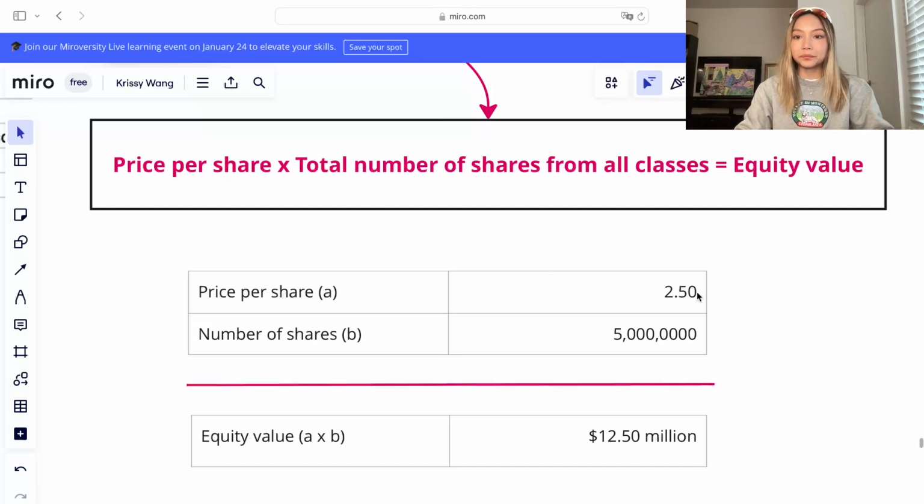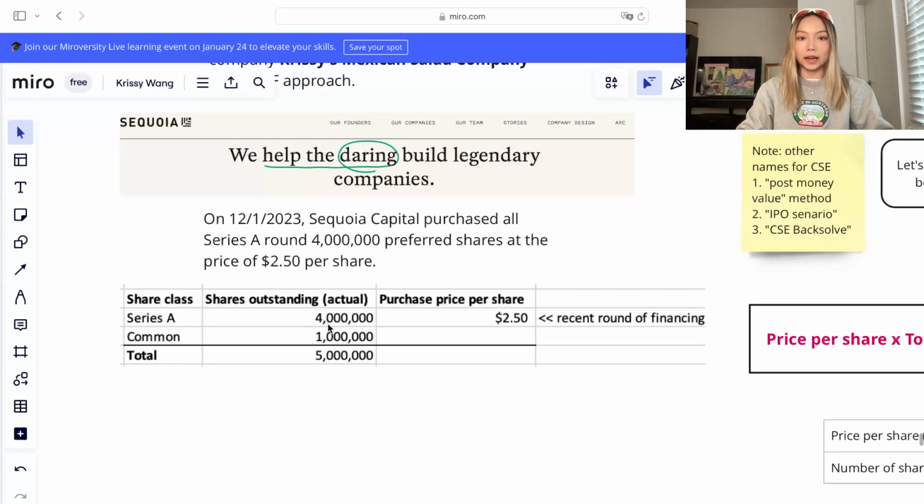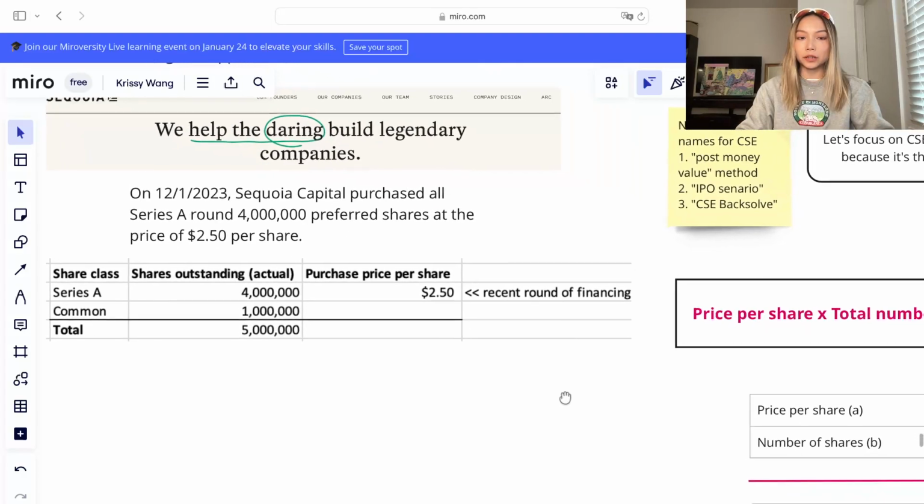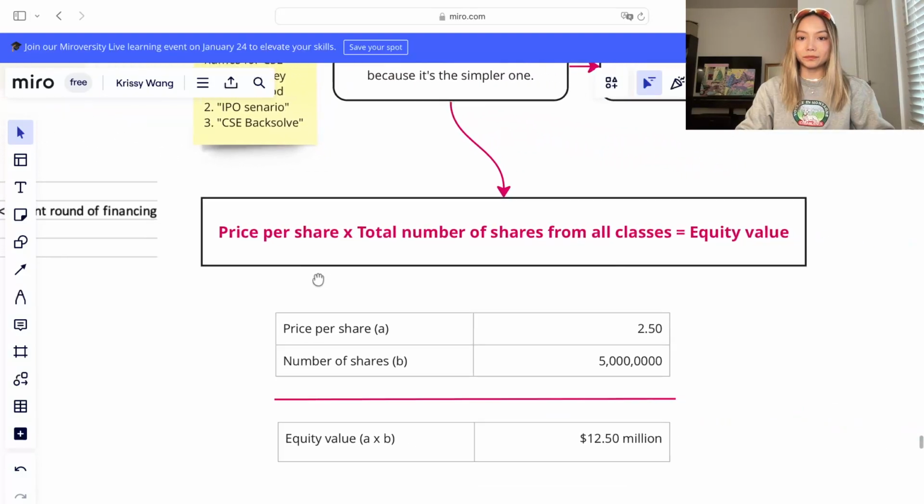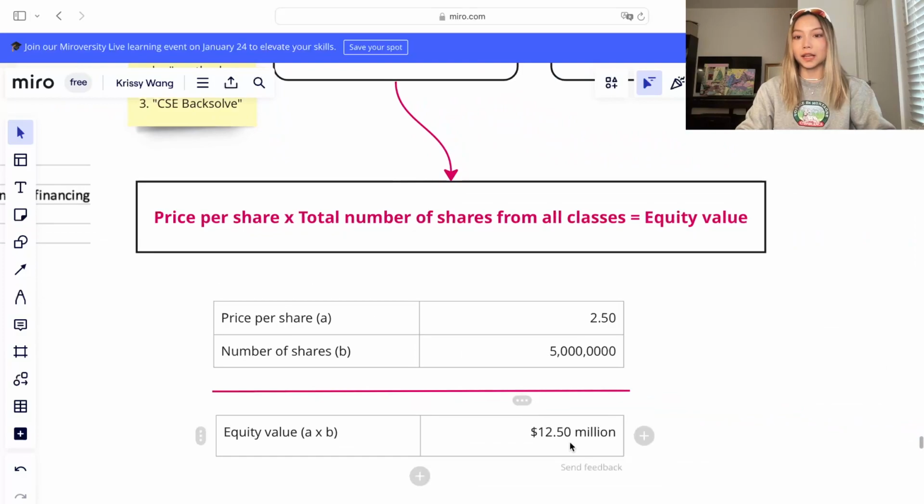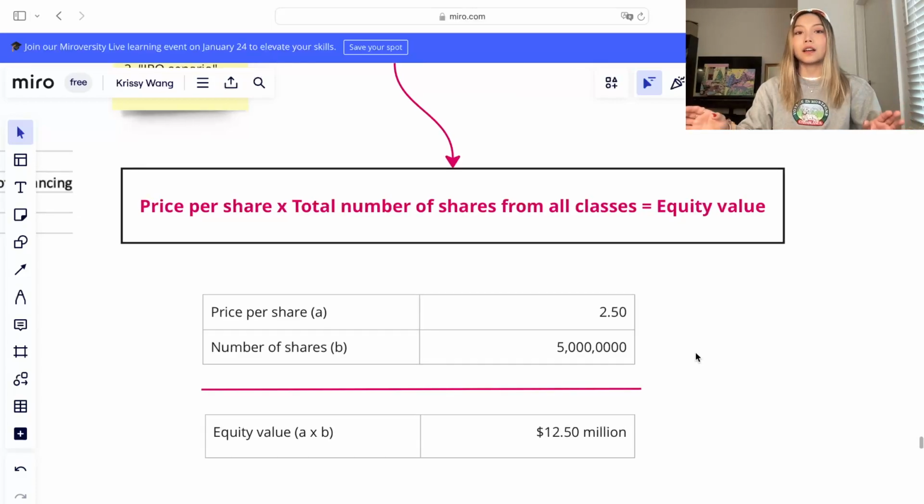So in my example, $2.50 per share is the agreed price that Sequoia Capital paid. And then after the financing, I have 5 million shares, and that is 4 million shares from Series A and 1 million shares from common stock. So when I do this math, I'm going to use 5 million as opposed to 4 million in the equation. And you just multiply the two together, boom. And then you have your equity value of $12.5 million. And that's it. Then you're basically done with the post-money calculation of your equity value.